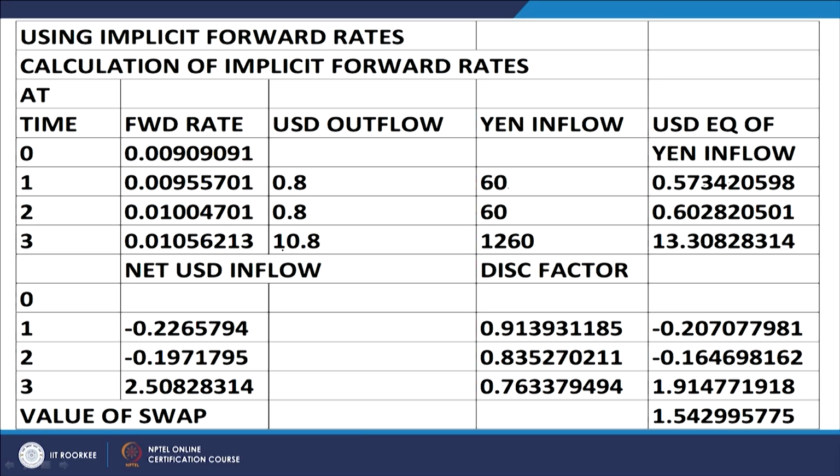Now, please note there is a difference in cash flows because the principal is being exchanged. The principal in dollars is 10 million. So, the dollar outflow is 10.8 million, the principal in yen is 12 million. So, the outflow is 1260 million. Convert this to dollars and the rest of the thing is the same and we arrive at the same figure for the value of the swap. Another example on swaps which you can have a look.